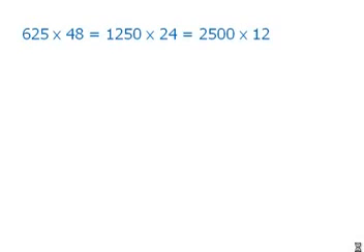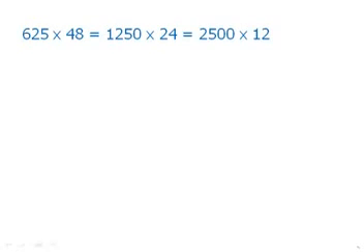So what I'm going to do, I'm going to divide 48 by 2. That's going to become 24. I'm going to multiply 625 by 2. 625 times 2 is 1250. So I change this to 1250 times 24. That has a 50 in it, so I'm going to multiply that by 2 again. So divide 24 by 2, I get 12. Double 1250, I get 2500.